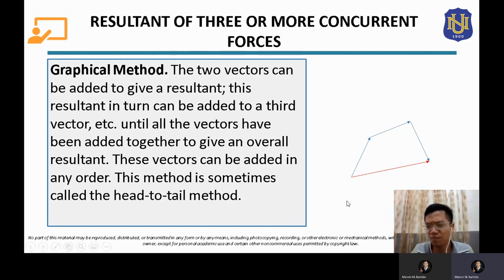Now, there are also laws for quadrilaterals, but the thing is, it will be harder, or more difficult, than the triangle. So we're not going to solve the resultant of three or more concurrent forces using the graphical method. We're not going to use this method. The method that we're going to use is the next one. So let's talk about that.